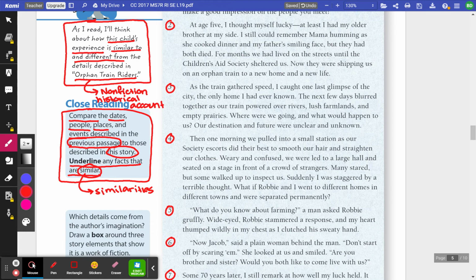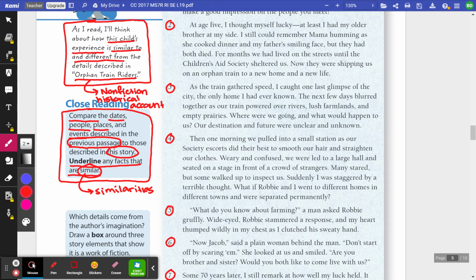I want you to look for dates, people, places, and events that are described in this passage, in the previous passage, and I want you to see what's the same. If you find any of those facts that are the same, I want you to underline them. So for this, you are mostly looking for those historical details, the dates, the people, the places, the events, and you are going to underline it if it is the same or similar.